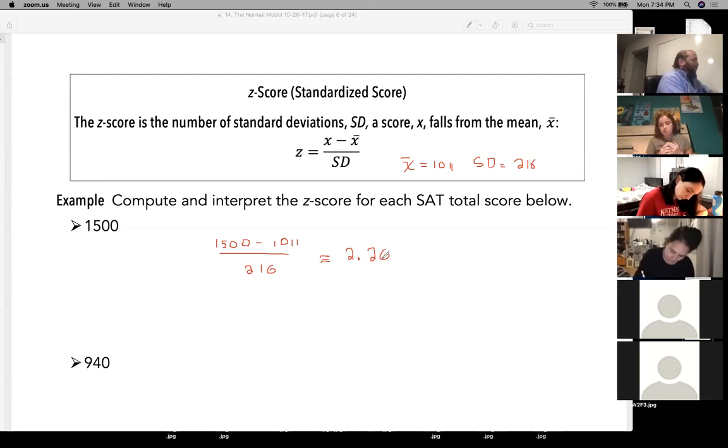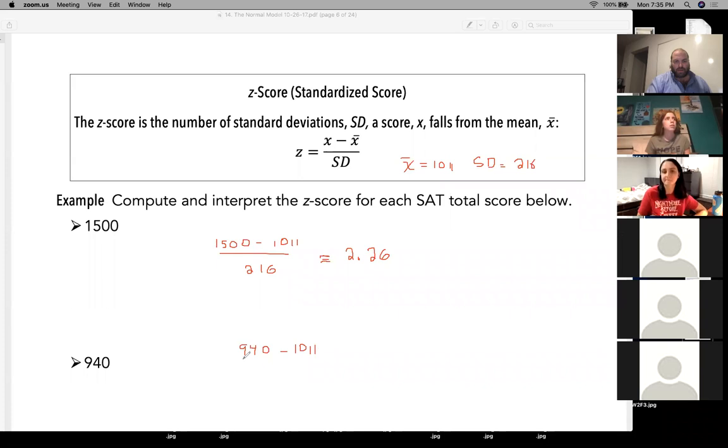So what does that tell us? Where do I fall if my z-score is 2.26? A little over 2 standard deviations from the mean. Excellent. More exactly, it's about 2.25. What if my data point is 940? What would I do? Minus 1,011 divided by 216. Exactly. So you take 940 and you subtract 1,011.